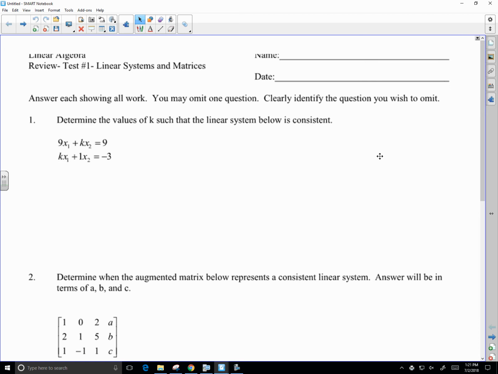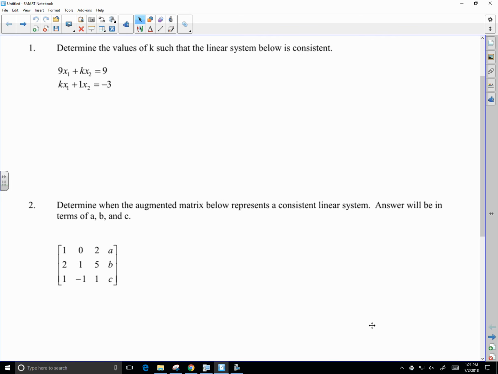Okay, so we want K such that the linear system is consistent. Again, we're looking for a solution. It's a question of dependent, independent, that's irrelevant. We just need a solution to exist. We have something in standard form. K is our coefficient, so we'll create a matrix from this.